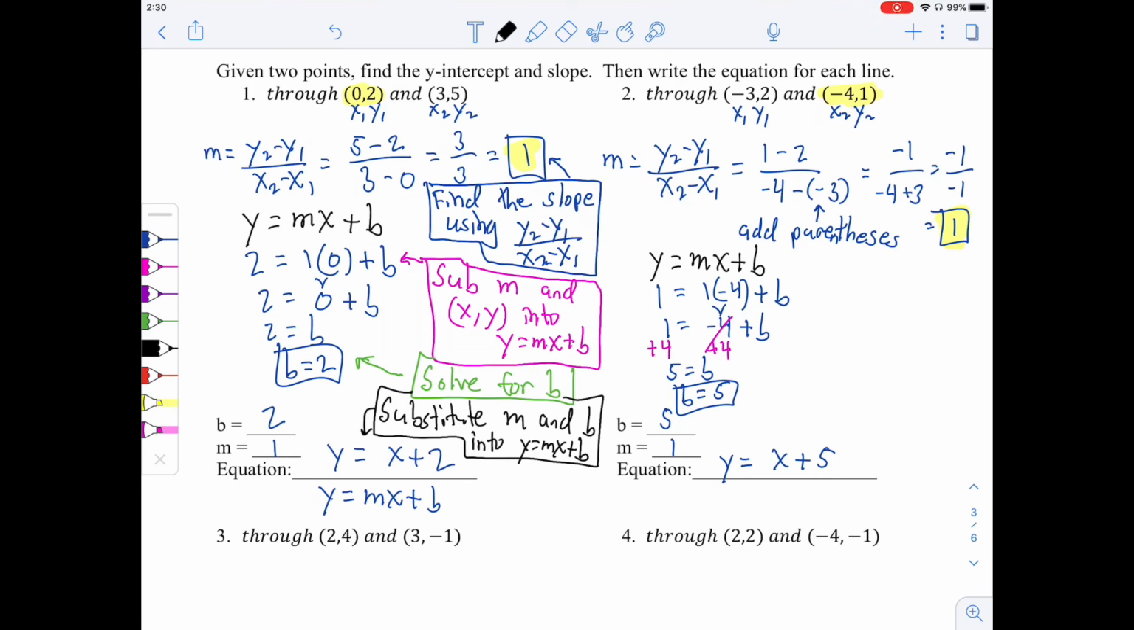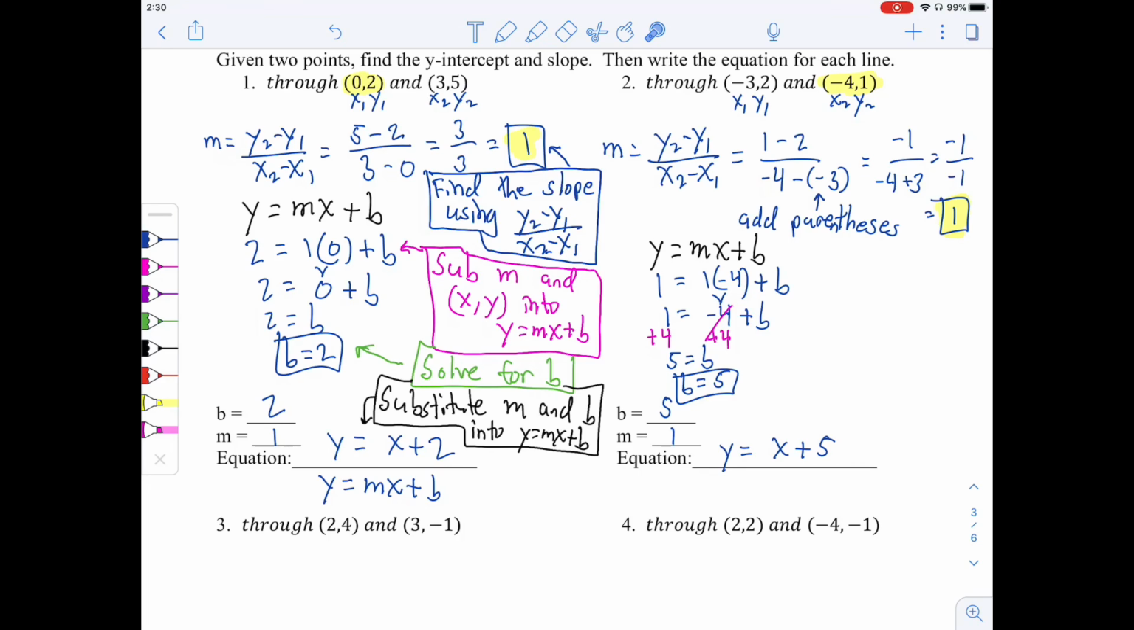Okay, so that is our steps. So first one, find the slope using y2 minus y1 over x2 minus x1. Second one, once you have your slope, substitute your slope and one of your points, you can pick any one, into y equals mx plus b. And then we use those values to solve for b. And then once we have b, we substitute our m value that we found, and then our b value into y equals mx plus b. And that will give us our final equation. So given 2 points, we can always find what the equation is by finding the slope first and then finding the y-intercept.